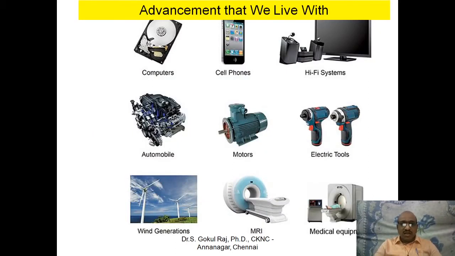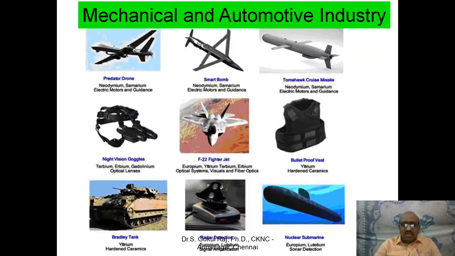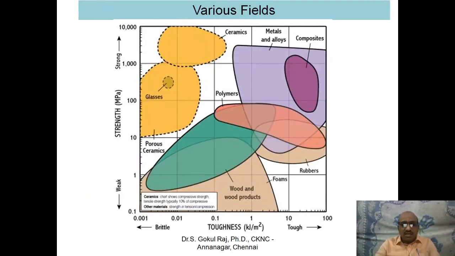And the advancements that we live in include the automobile sector, motors, electrical tools, magnetic resonance imaging, these mobile and automobile industries, mechanical, electrical, various fields needing materials. And when we speak about the strength of the material and toughness of it, we get different kinds of material with different physical properties. You see that ceramic is the strongest material, whereas the weakest materials, wood and wood products, foams and rubbers, are weaker. When we combine these metals, ceramics and polymers, we get a composite material. And these composites are definitely going to play a major role in the 21st century.